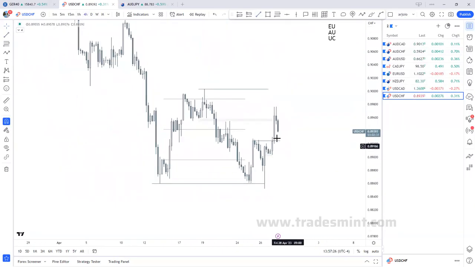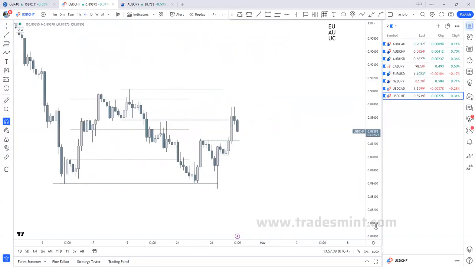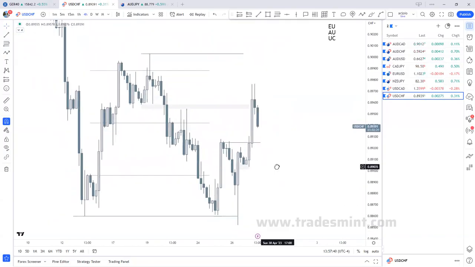Again, if it does want to continue higher, I would want to see it continue higher off of somewhere in here. And that's dependent on where we end up in London. So we take another look in London, and in London, I would take a look right here. All right, where are we currently?